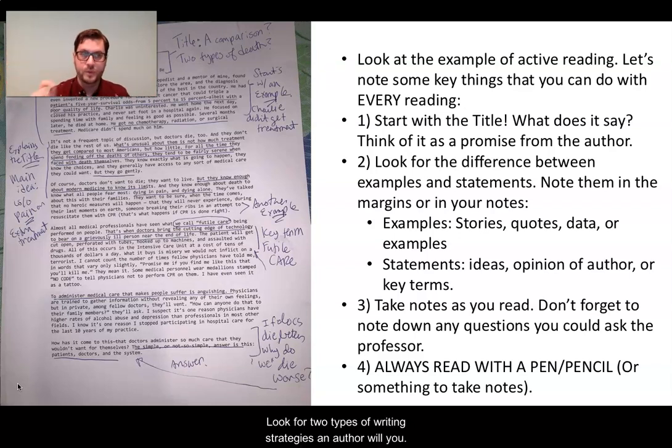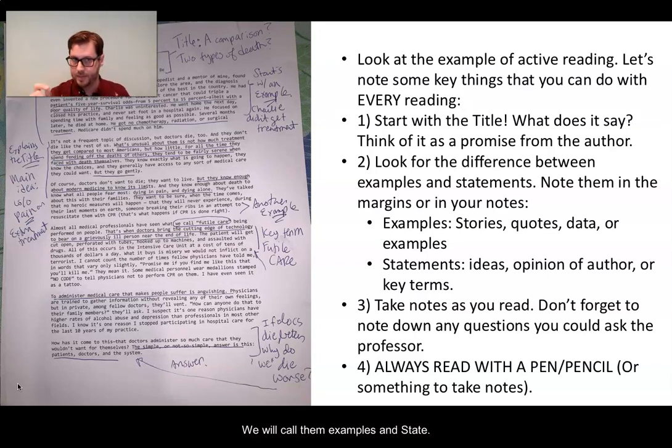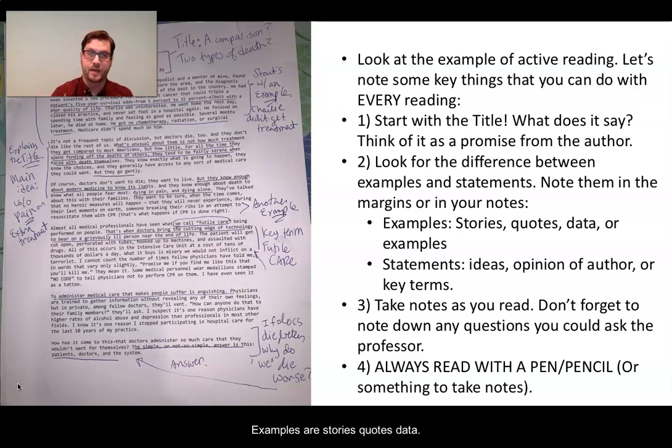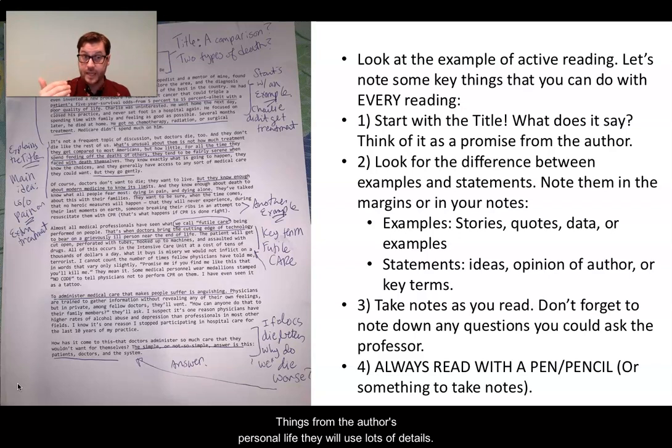Look for 2 types of writing strategies an author will use. We will call them examples and statements. All right? Note them in the margins, like say this is an example, this is a statement. Examples are stories, quotes, data, quotes from other people, things from the author's personal life. They will use lots of details, and they will always be something super specific.